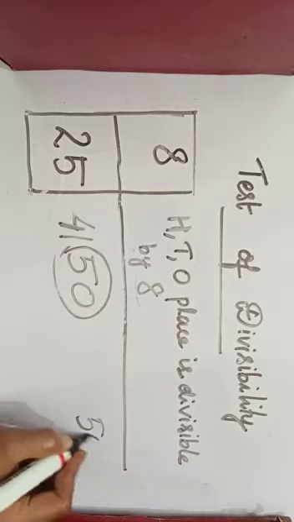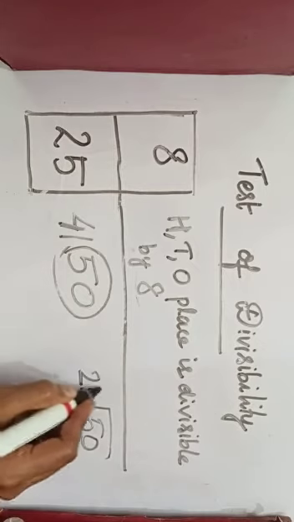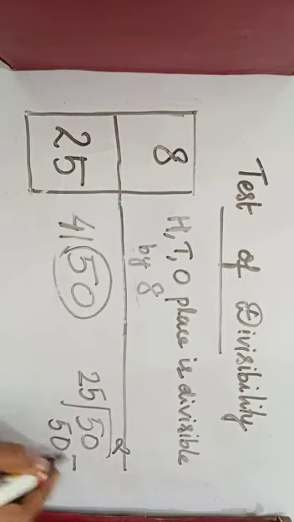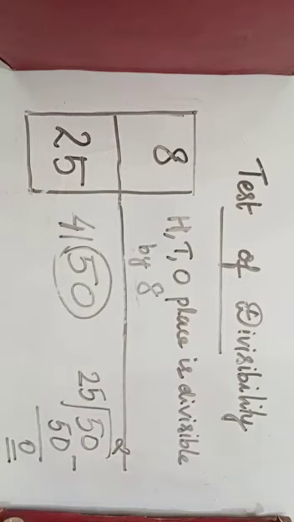We can check 50 divided by 25. 25 into 2 is 50. If we subtract, we get the remainder 0. So we can say that the number 4,150 is divisible by 25.